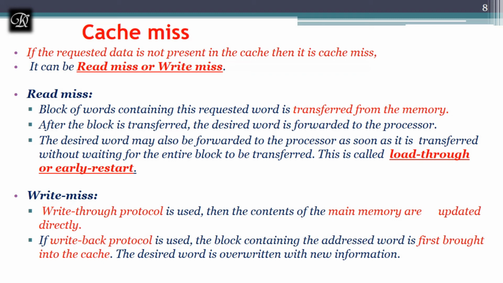If the write back protocol is used, the block containing the addressed word is first brought into the cache. The desired word is overwritten with the new information. So with the write back protocol, first bring it, then write it in the cache. Then once you are going to replace that respective block, only at that time do you modify the RAM. That is how the write back protocol works, which is slower. But the write through protocol is faster. It's going to update both cache and RAM at the given time.